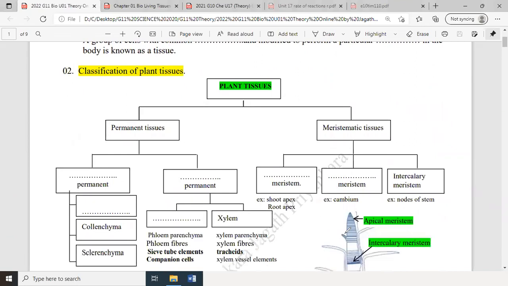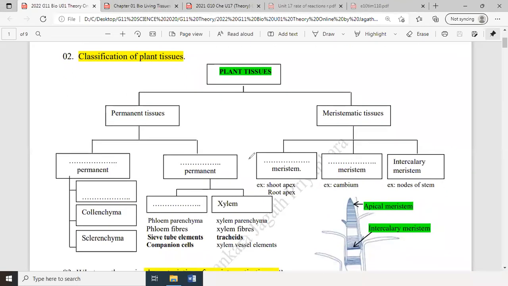I have given the entire classification of the plant tissues here. This is what we are going to discuss under the plant tissues. I think they have not given this flow diagram in the textbook.